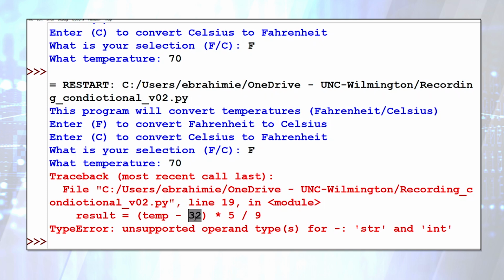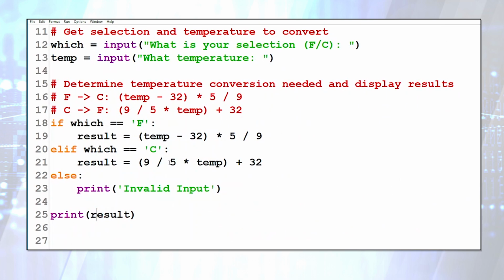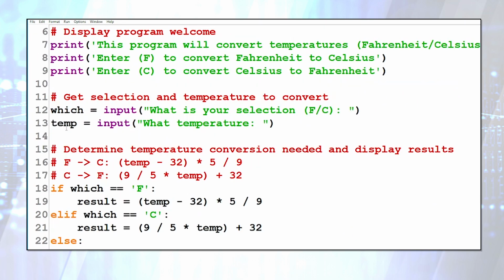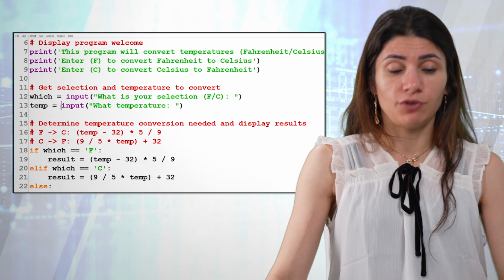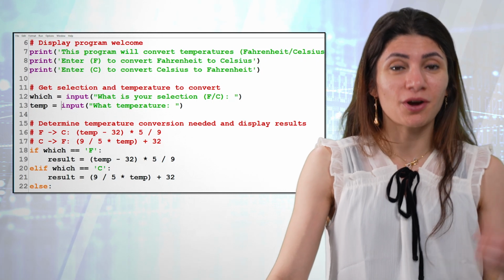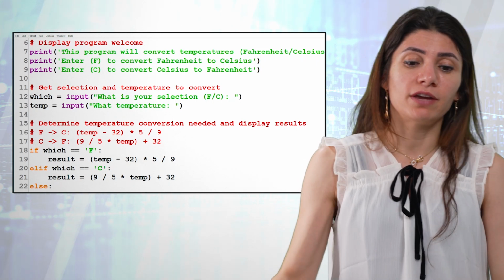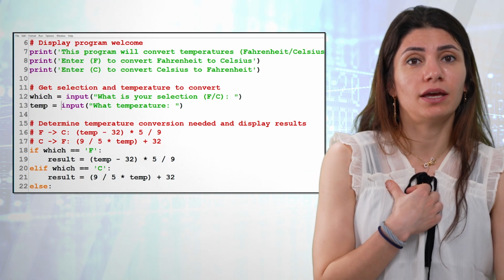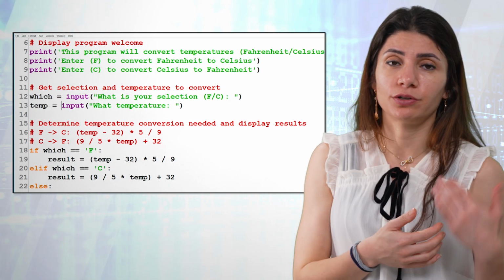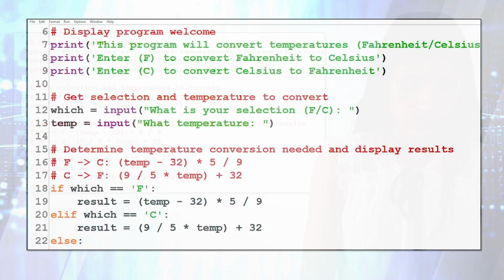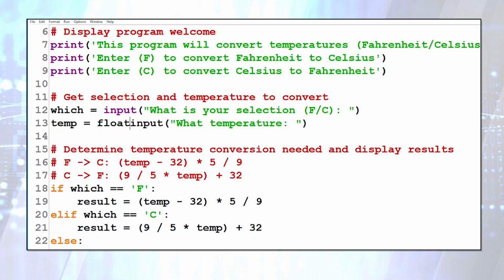So 32, we are 100% sure is an integer value. What about temperature? Let's go back. What type is temperature? Is it a string or is it a numeric value? It's coming from input, so we're 100% sure it's of type string because it's coming from the input function. If you want to see it as a numeric value, we need to convert it either to a float type or an integer value. I'm going to go with float because temperatures could be float values.